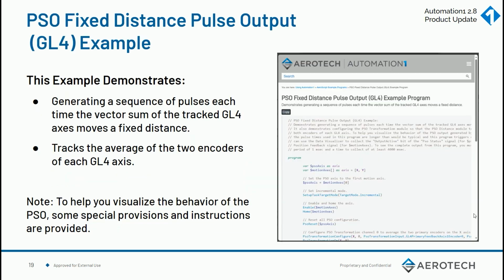And finally, a new feature that I thought was worth noting was a new help file feature for PSO fixed distance pulse outputs for the GL4. This example demonstrates generating a sequence of pulses each time the vector sum of a tracked GL4 axis moves a fixed distance, and more specifically, this program will track the average of the two encoders of each GL4 axis. To help you visualize the behavior of the PSO, some special provisions and instructions are provided in this help file. So if you're using GL4s and you're using PSO, take a look at this help file, run this program, and it'll help you better understand what's going on.